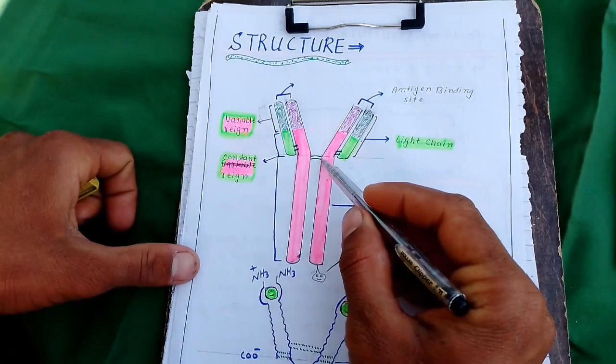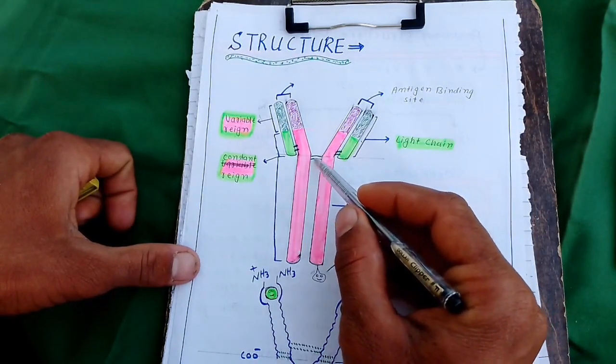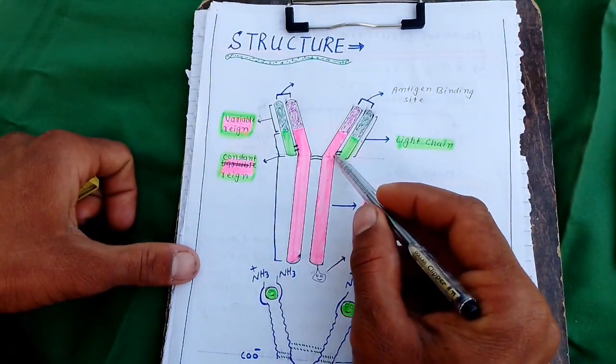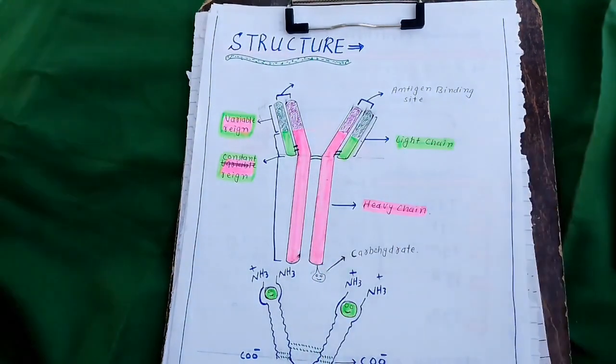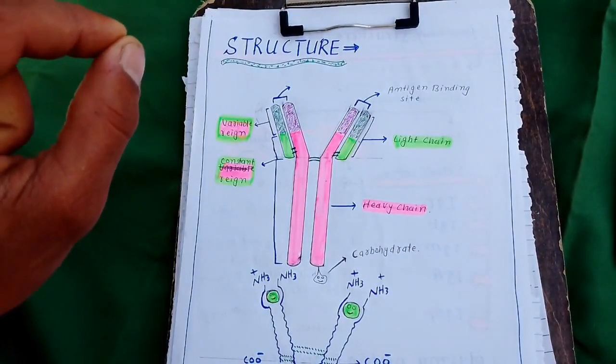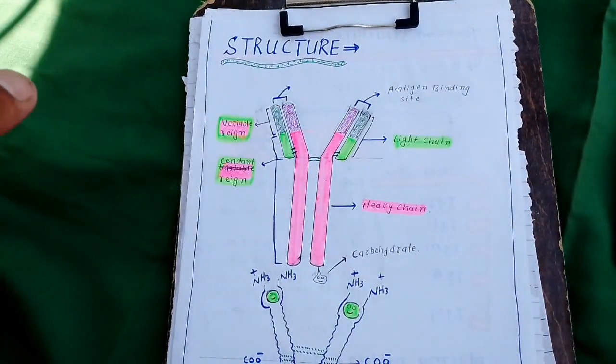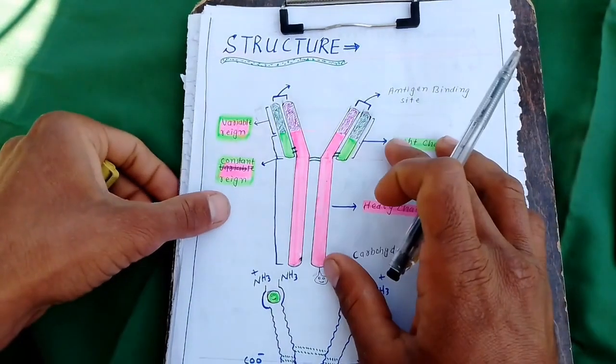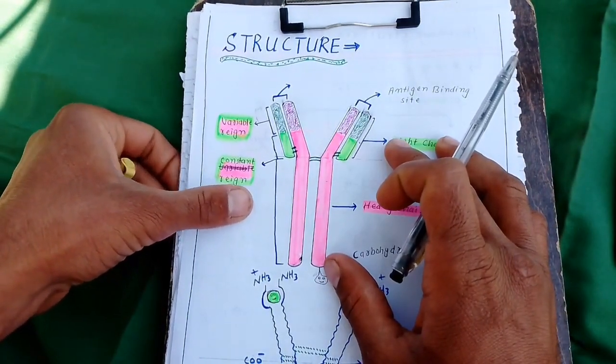These two heavy chains are held together by a disulfide bond, and the heavy chain and the light chain are held together by a disulfide bond. This is the disulfide bond, which combines these chains with each other. This is the four chains: two heavy chains and two light chains.